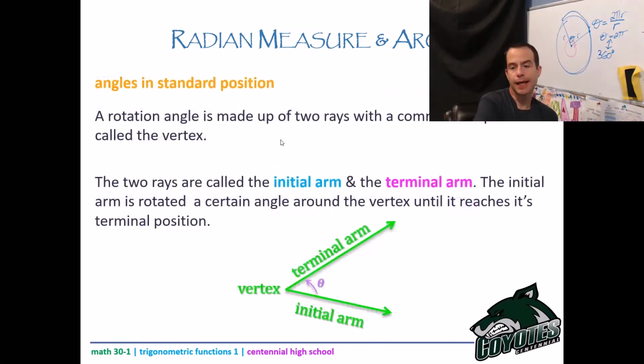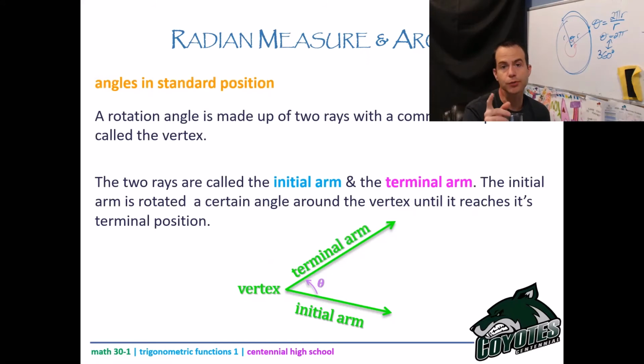All right, so now we're going to head into just a quick review of angles in standard position. A rotational angle is made up of two rays with a common endpoint called a vertex. The two rays are called the initial arm and the terminal arm. So I would start at the initial arm and then I would rotate to the terminal arm there, okay? And then where the initial arm and the terminal arm connect, that's called the vertex. And then my angle would be in here. And you do need to show an arrow of where the initial arm goes to the terminal arm, okay?